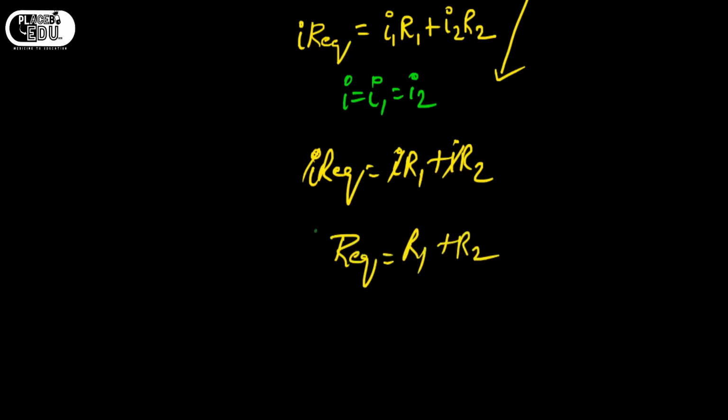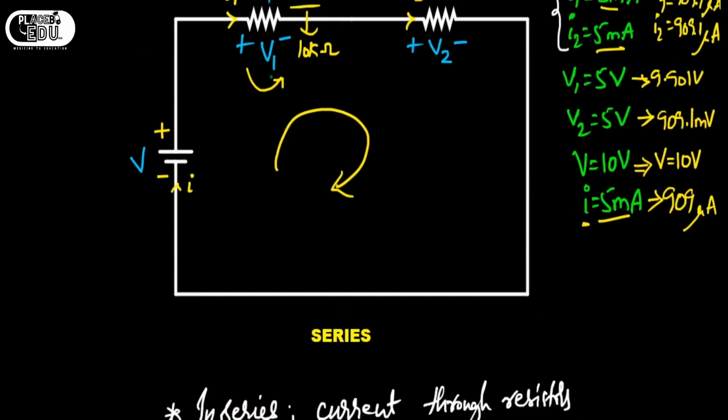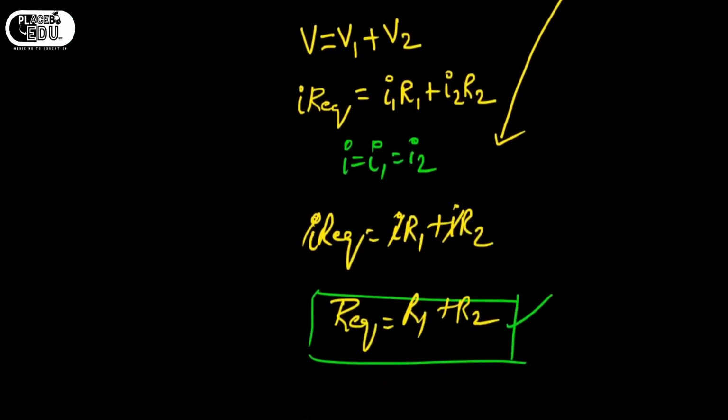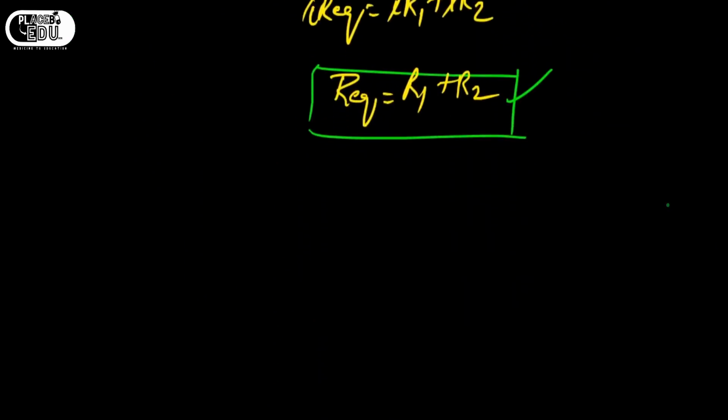This is a very important relation: when two resistances, R1 and R2, are kept in series, the resultant resistance will be nothing but the sum of the resistances. Understood? So the resistance which can be seen from here will be R equivalent, that is R1 plus R2. Okay, next thing, what will be the voltage? That's our main aim actually. So what will be the voltage there?